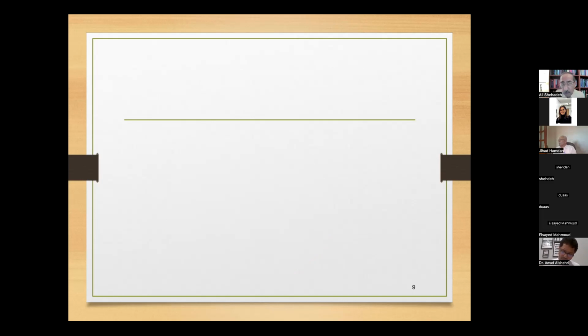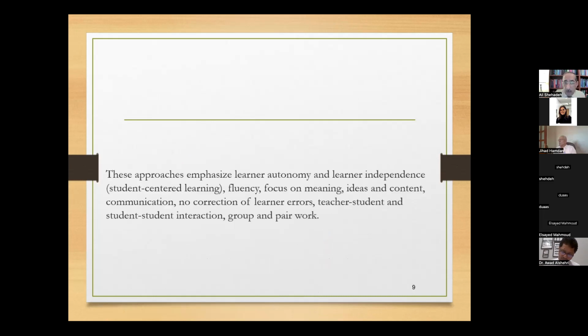All right. Now, these approaches emphasize learner autonomy, learner independence, which is called student-centered education, student-centered learning, fluency, focus on meaning, on ideas, focus on content, communication, no correction of learner errors, for example, like Krashen's natural approach, teacher-student and student-student interaction, group and peer work. All right.